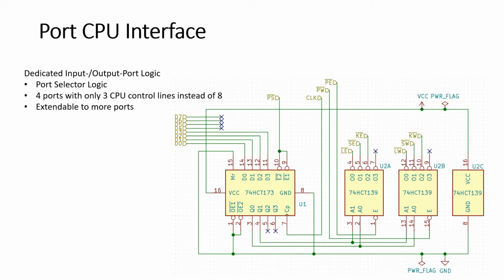Right now I only have 3 ports in use, and there is 1 additional spare port that is connectable to this CPU interface, but the whole thing is extendable to more than just 4 ports. You see there are 2 unused bits in the register, and you could connect more of those demultiplexers to access more ports.